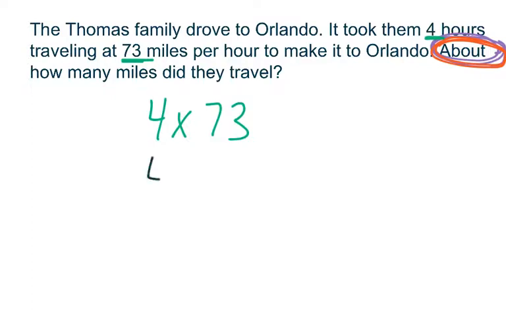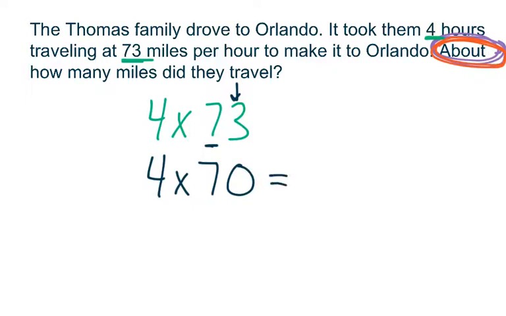I'm going to multiply 4 times, and then I need to round this number. I look at my greatest place value, which is a 7. That's in my tens place. Its neighbor in my ones place is a 3. That 3 is not going to add one more, so I'm just going to ignore it. So 73 gets rounded down to 70.